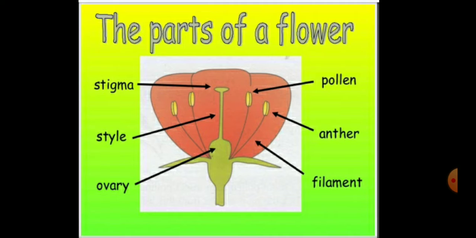Children, the ovary finally develops into the fruit. The fruits which we eat are the ovary part of the flower. And the other parts like pollen, anther and the filament, these are the male parts of a flower.